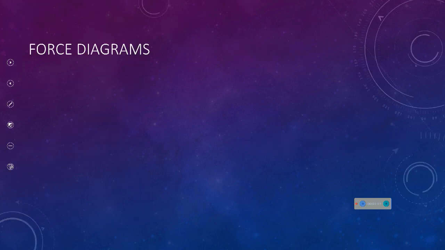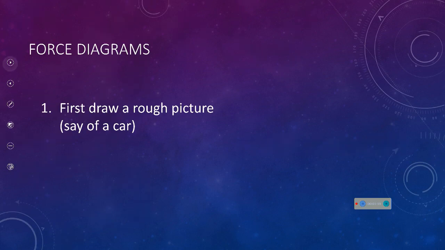So what is a force diagram and how do I do it? The first thing you do with a force diagram is you draw a picture of the situation. So what I'd like you to do right now is draw a car. A couple things to do with that car. Number one, especially if you're a bad artist like me, don't take a lot of time on the picture.